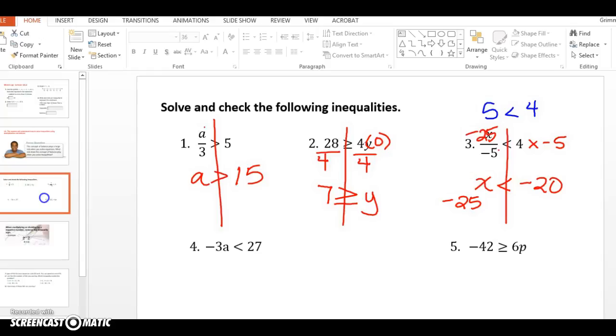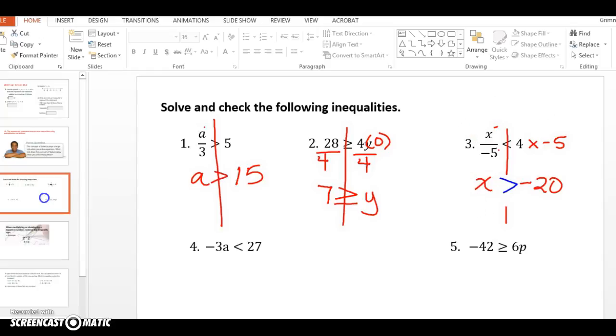Something's wrong, right? Those negatives throw things off. So there's a really important rule that comes up. Anytime you are multiplying or dividing by a negative number, this inequality sign actually has to reverse. So this symbol right here actually has to reverse. So now let's try it again and see if this works.